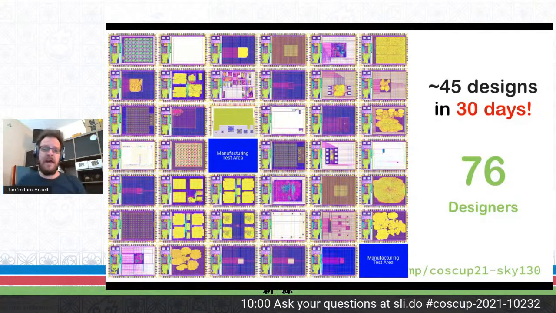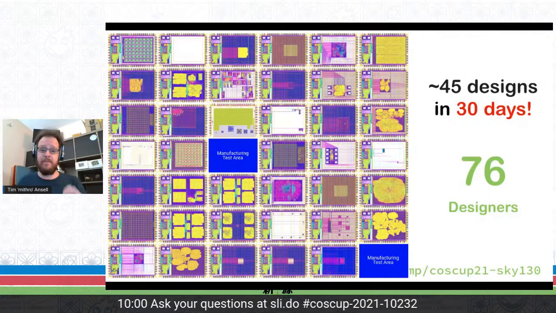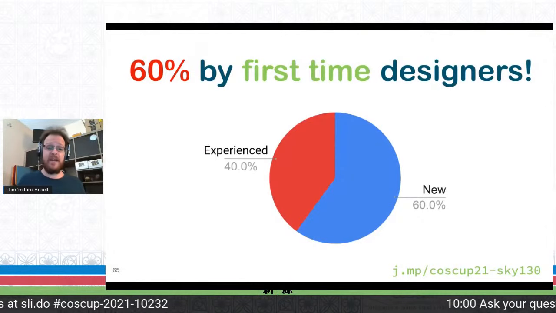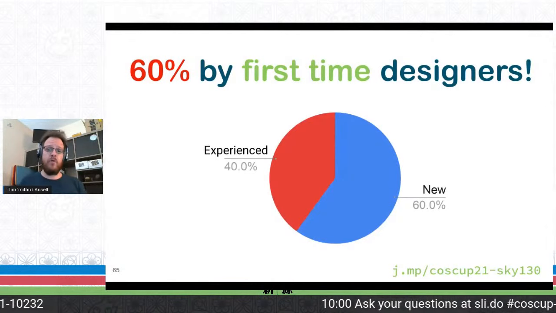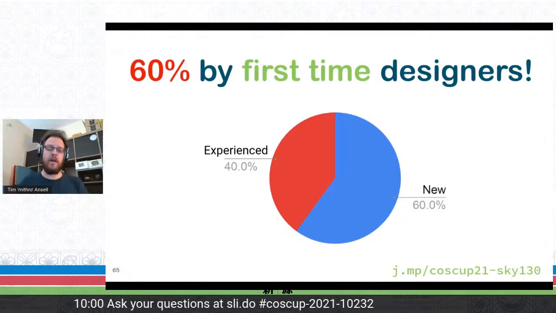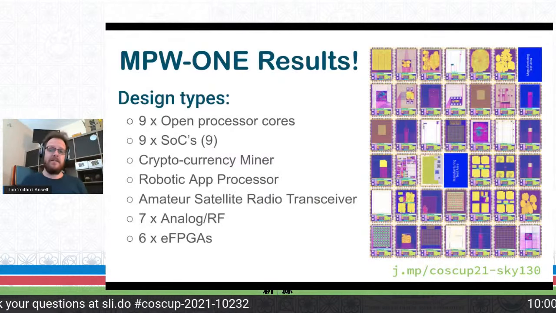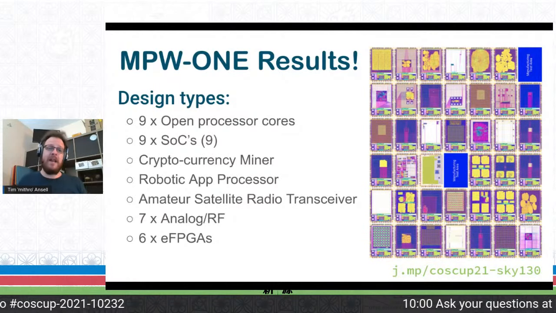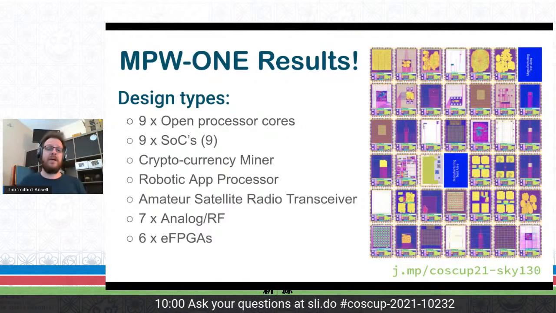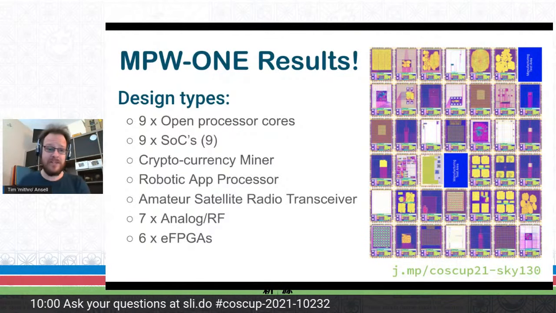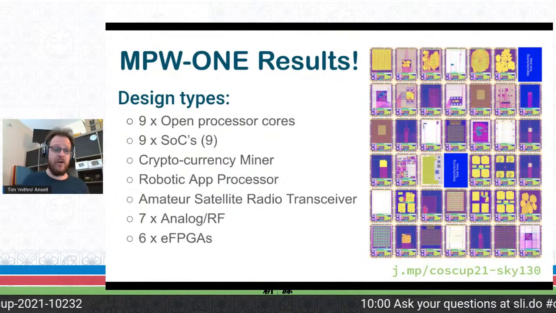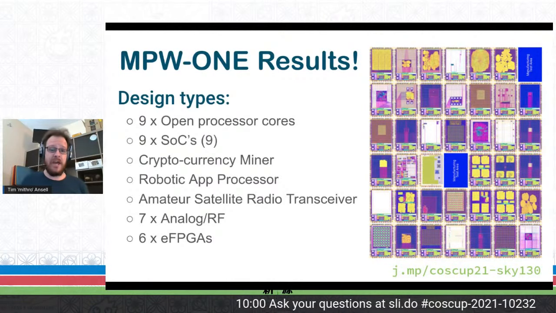And a really, really cool thing, and this is something that's super exciting to me, is 60% of these designers had never done an ASIC before. These were people whose first design was enabled by this MPW program and the open source PDK. And the MPW one had such a wide variety of different designs. It had open processor cores, it had full SoCs, even had a cryptocurrency miner, it had an amateur satellite radio transceiver, a whole bunch of analog and RF, and even 6 eFPGAs.